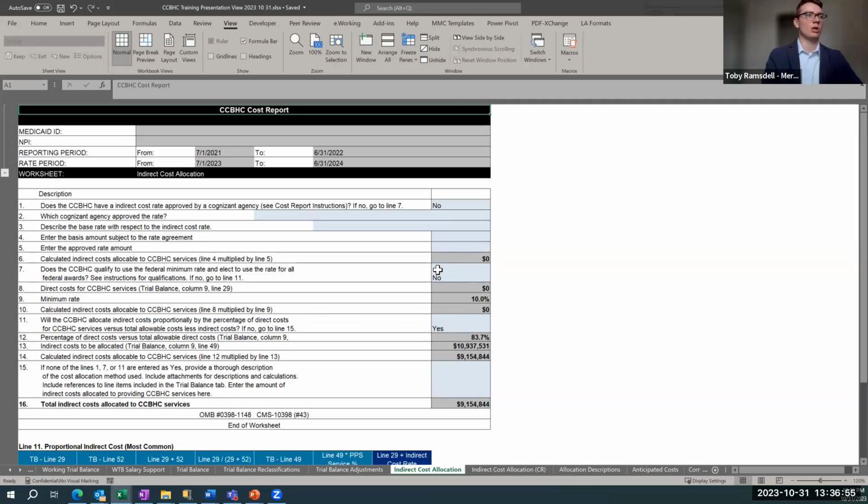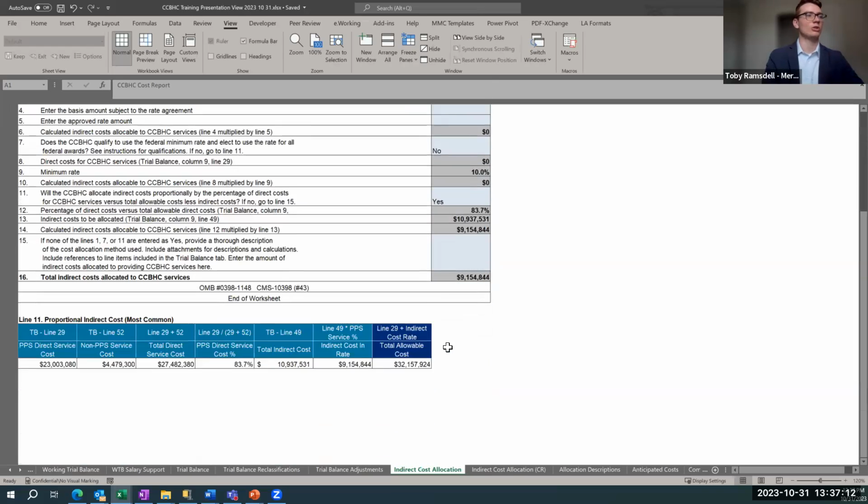So all I have to do is mark yes or no if I'm using one of these methods. If I'm using the cognizant rate agreement, you'll have to enter in some additional information. But if I mark yes on line 11, all the math is done automatically. And I'll show you how the math works right now.